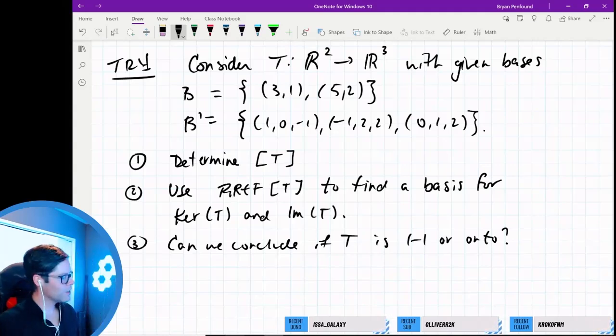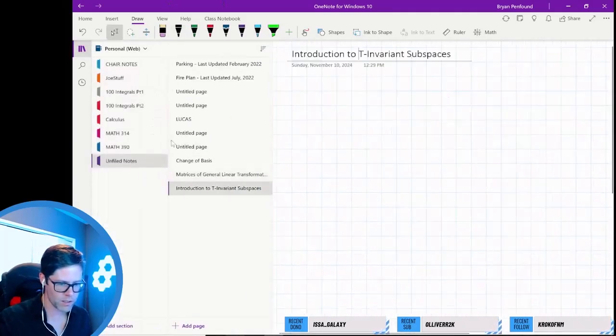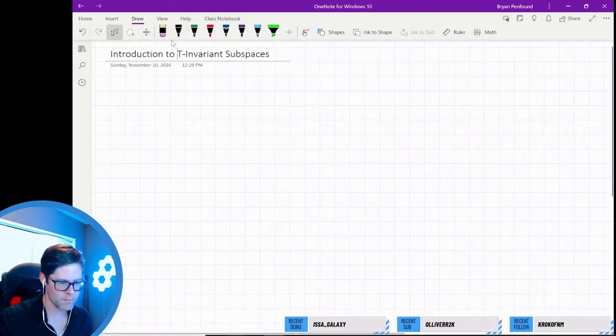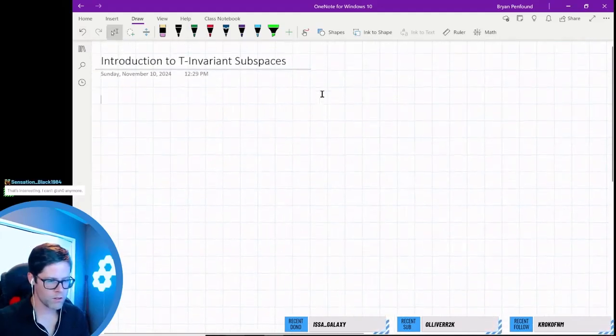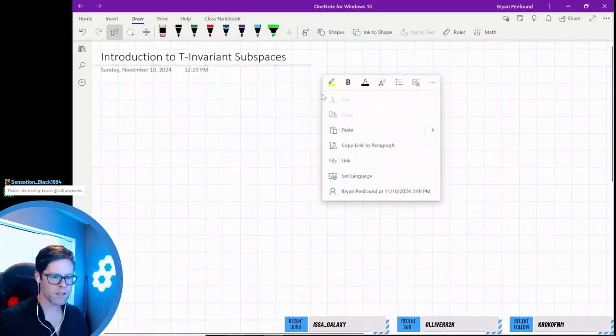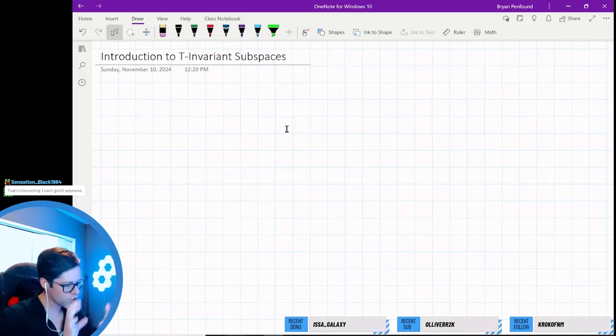Okay, chat, hello. We're going to move into part 3 of today's discussion, and that is we want to talk about T-invariant subspaces. So we've done all of this work to think about change of basis. We've done all of this work to develop this kind of nice commutative structure between general linear transformations of vector spaces. So now I want to put it all together.